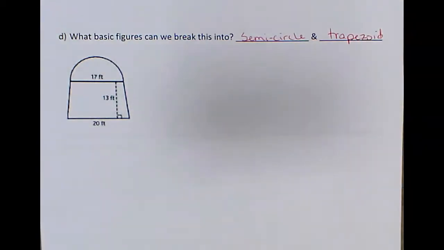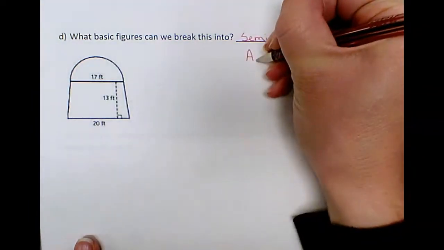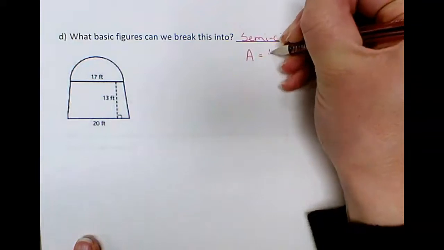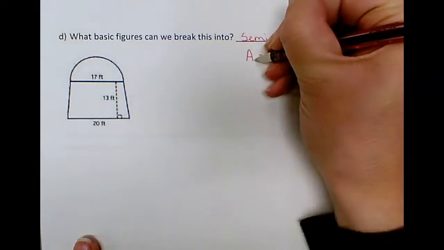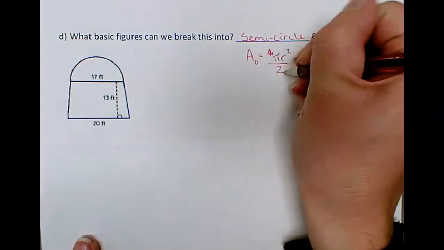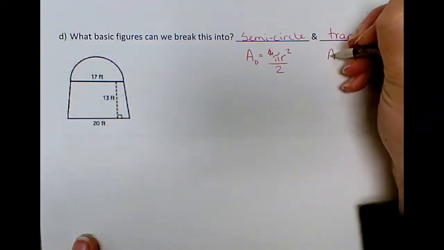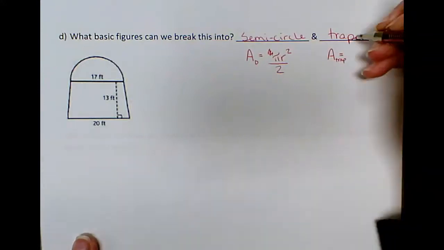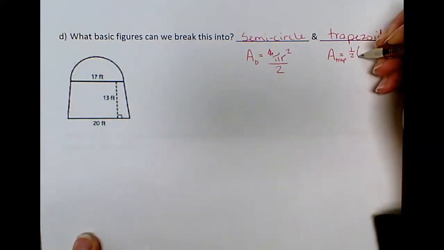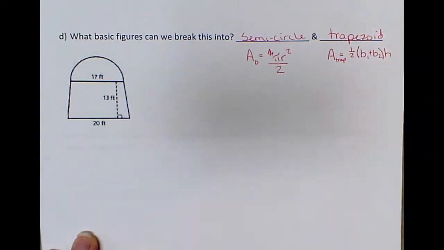So let's think about formulas. For a semicircle, the area of a circle is pi r squared. But if I only want a semicircle, then I need to divide it by 2. And for a trapezoid, the area of a trapezoid is 1/2 times the sum of the bases, base 1 plus base 2, times the height. So we have all the pieces that we need.